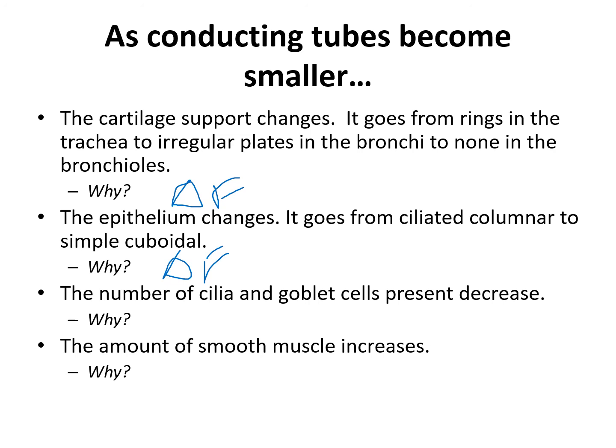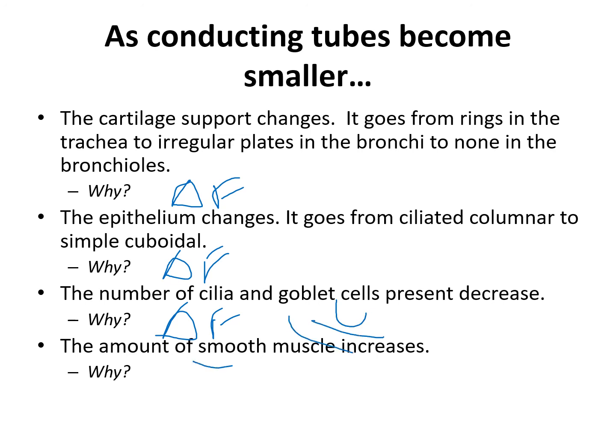So that's why our cells change. That's why we go from pseudostratified ciliated columnar to simple cuboidal to simple squamous. The number of cilia and goblet cells decrease. Well, why? Well, you already know the answer to this. It's the change of function, right? We're going from needing mucus and cilia to clean out our lungs to being thinner, where we can actually diffuse gas across the alveolar capillary membrane.